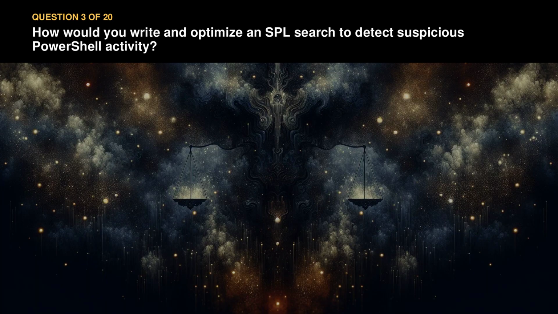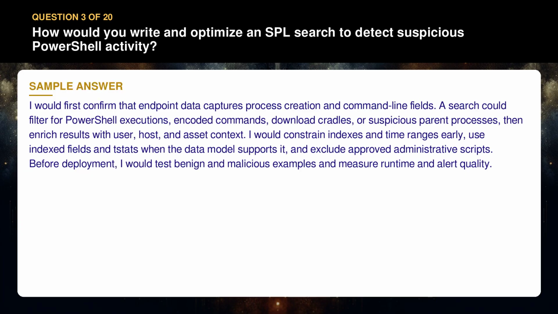Question 3. How would you write and optimize an SPL search to detect suspicious PowerShell activity? I would first confirm that endpoint data captures process creation and command line fields. A search could filter for PowerShell executions, encoded commands, download cradles, or suspicious parent processes, then enrich results with user, host, and asset context. I would constrain indexes and time ranges early, use indexed fields and tstats when the data model supports it, and exclude approved administrative scripts.